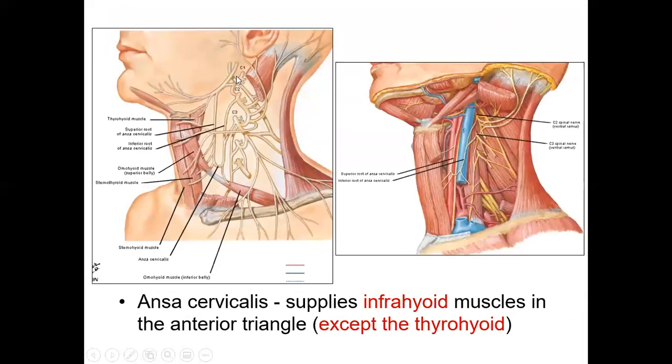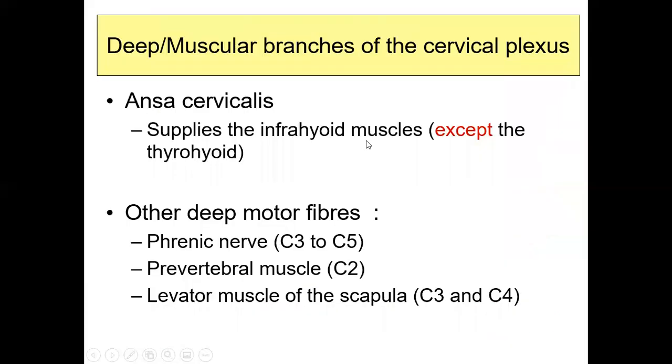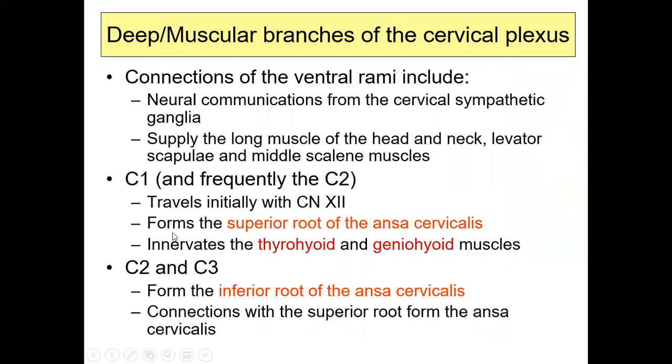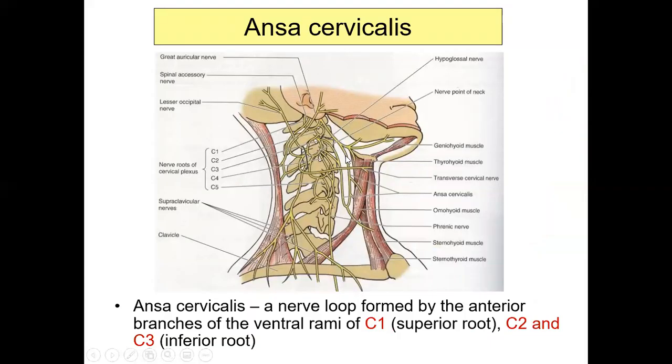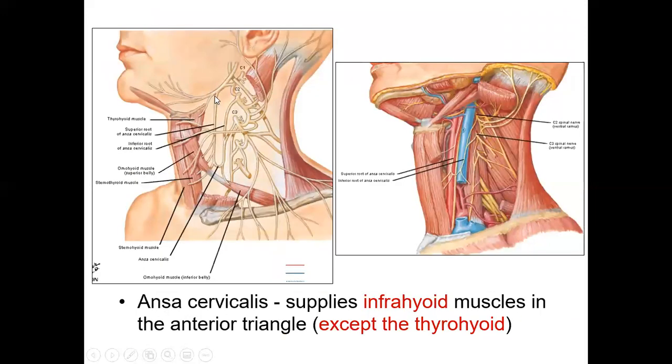Same thing you can see here. This is C1, so it travels with the 12th cranial nerve. And then C1 and sometimes C2 form the superior root. This is the superior root of the ansa cervicalis, and this is the inferior root of the ansa cervicalis. So the superior root is contributed by C1 and sometimes C2.